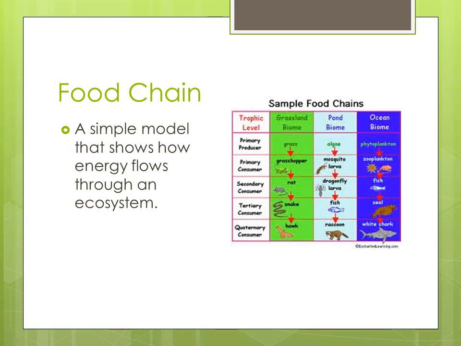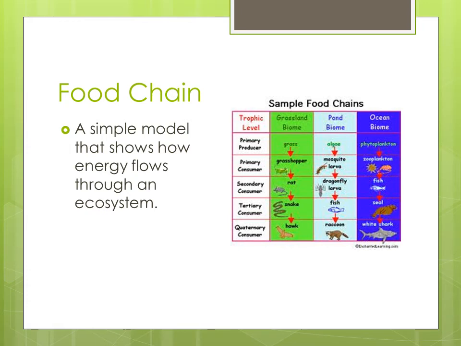So let's look at a grassland biome. If you were in a grassland, your primary producer is your grass. Your primary consumer is the grasshopper that eats the grass. The secondary consumer is the rat that eats the grasshopper that eats the grass. Your tertiary consumer, which is the next step up, is the snake that eats the rat that eats the grasshopper that eats grass.